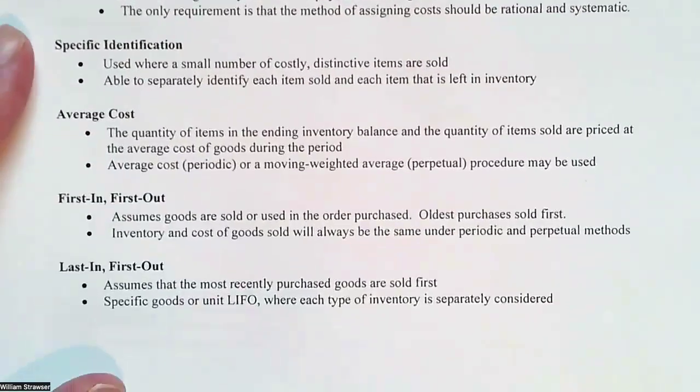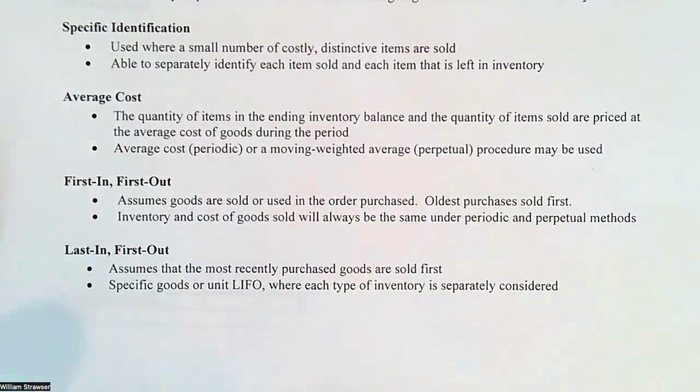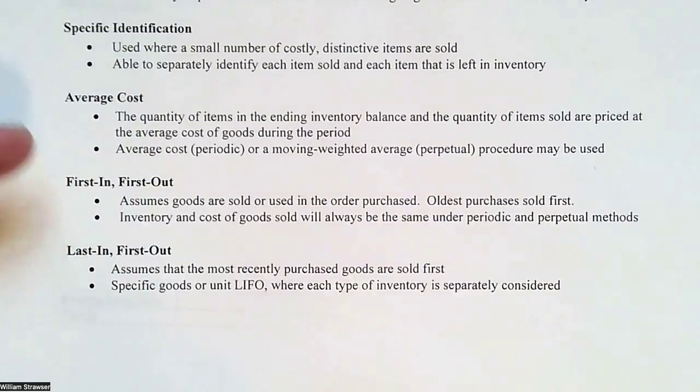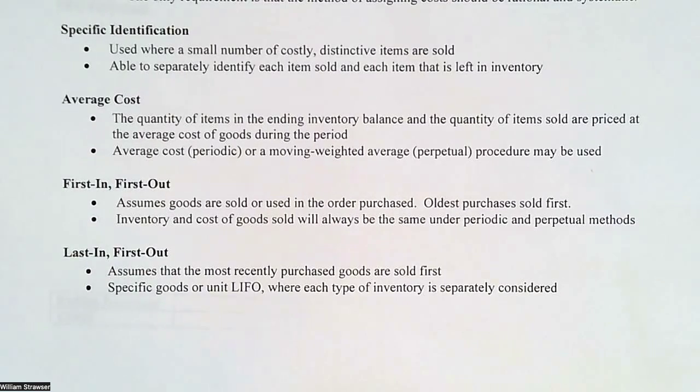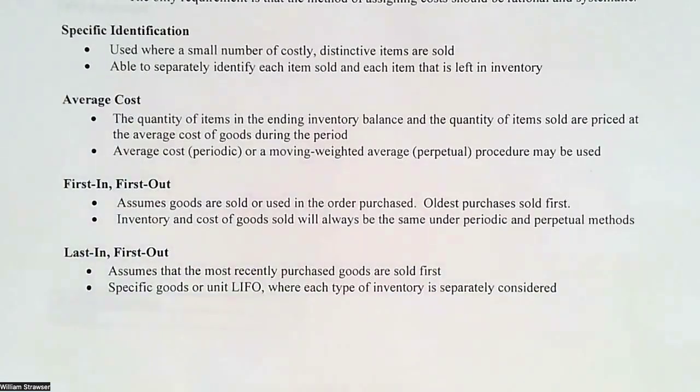The other three are the assumptions, right? We can assume that really, I'm going to go to these two first, and that's the happy medium. First in, first out. We can assume that we sold the goods in the order we purchased them. So the oldest purchases, the things I bought months and months and months ago, maybe years ago, were the things I sold first.